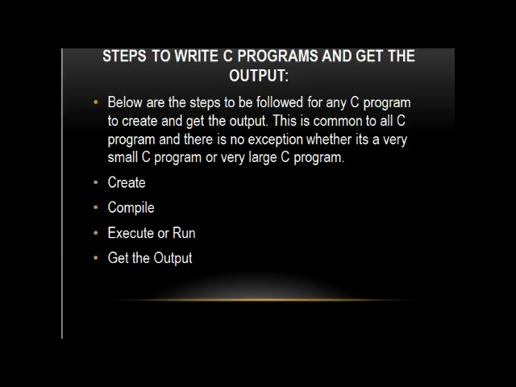First, steps to write a C program and get the output. Last time we had seen what the steps are. First we had to create, then compile or build it, then execute it and get the output. So here are the steps to be followed for any C program to create and get the output. This is common to all C programs and there is no exception, whether it is a small C program or a very large C program. First you need to create the C program, then compile it, after that execute or run it, and then get the output.